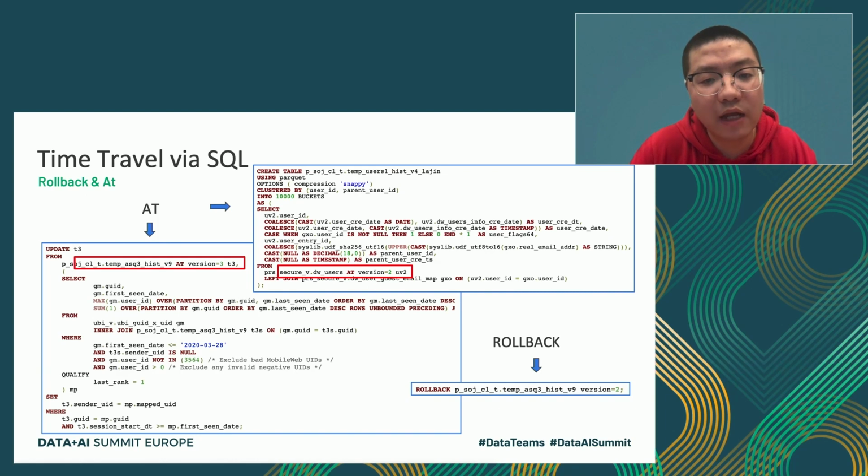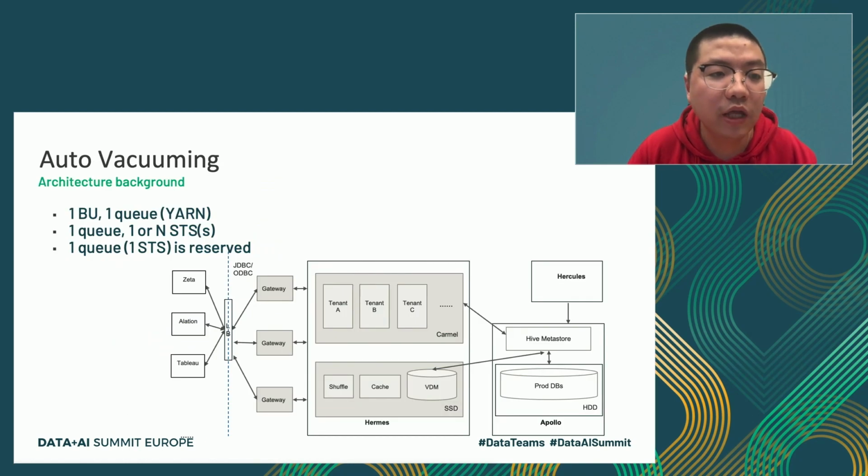We can use a rollback command to roll a table back to its history. For example, if we set the version to 2, it can go back to its history, to snapshot 2. Also, we can access a table by its version with the command. For example, we can update a table from a table with its version to access its history. Also, we can access it in the form. And we finished the auto vacuuming.